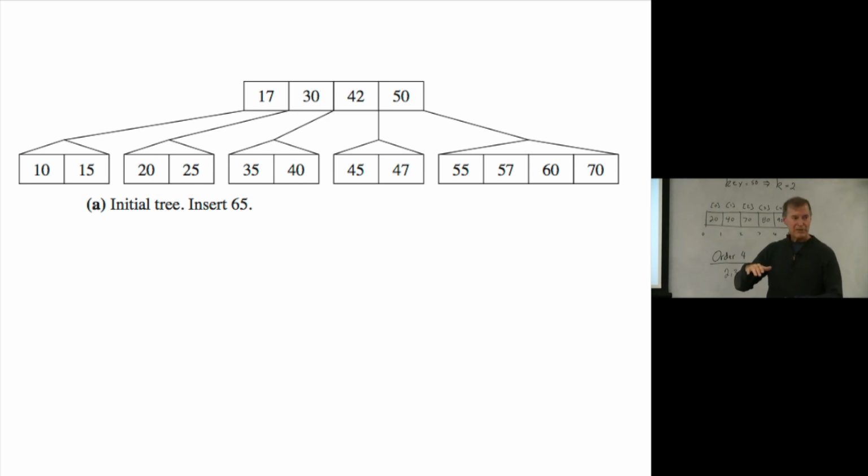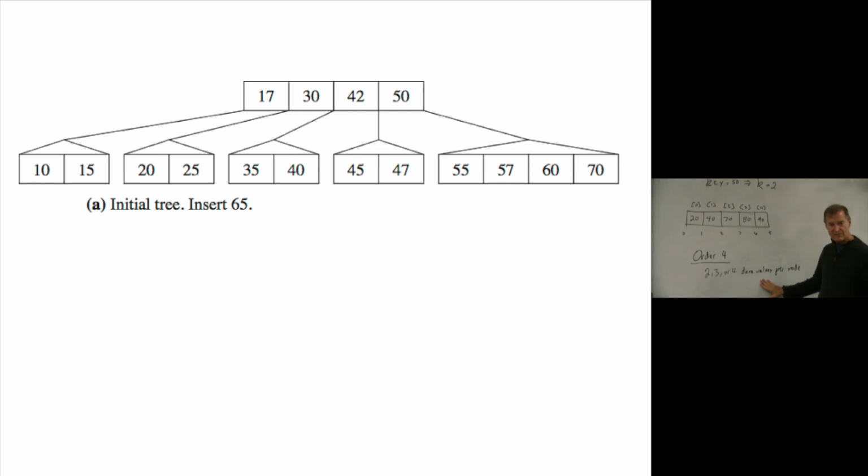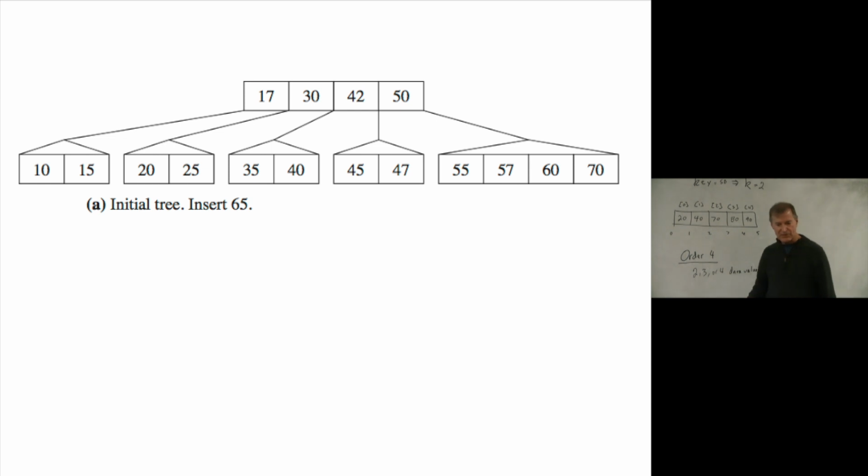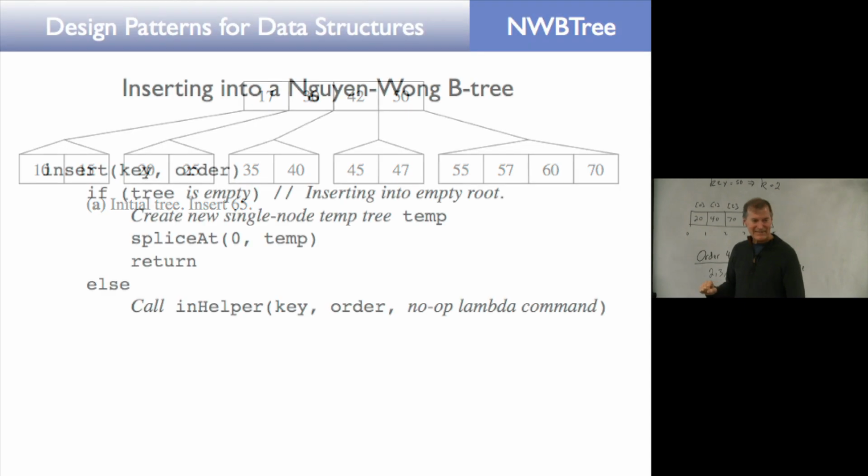Are you with me? And what about this restriction? 2, 3, or 4 data values per node. Are we good? Is it ordered? Is it balanced? It's balanced, it's ordered, we've got the node restrictions. Everybody good? Now look, we're going to insert 65.